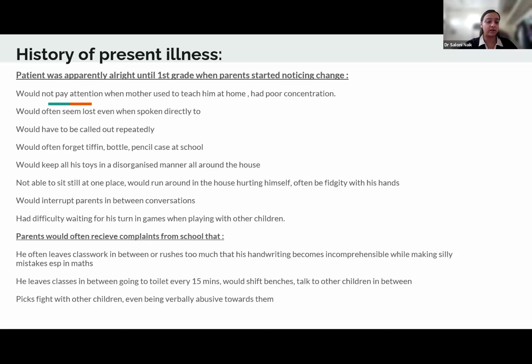Parents would also receive frequent complaints from school that he often leaves classwork in between or rushes too much to complete it, that his handwriting becomes incomprehensible while making silly mistakes, especially in maths. He leaves classes in between, frequently going to the toilet every 15 minutes, would shift benches in between class and talk to other children, disturbing them. He would often pick fights with other children and be verbally abusive towards them.